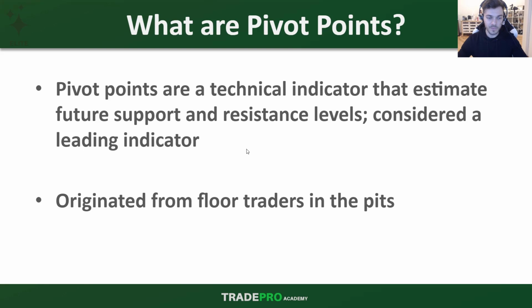And where does it come from? Well, it originated from the floor traders in the pits. That's where it originally came from. And when the floor traders migrated over to electronic trading, this became a big popular tool for a lot of retail traders to start using as well. But the roots of this indicator come from the floor traders. All right, so now that you guys know a little bit on what pivot points are, let's go ahead and talk about how they actually are calculated.